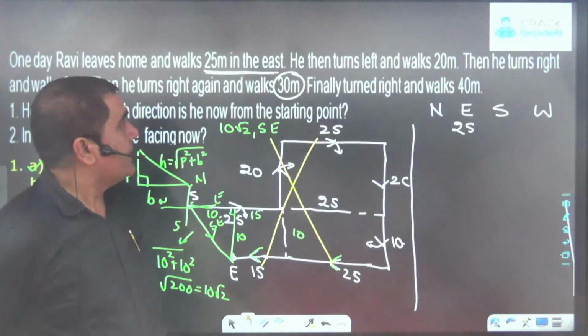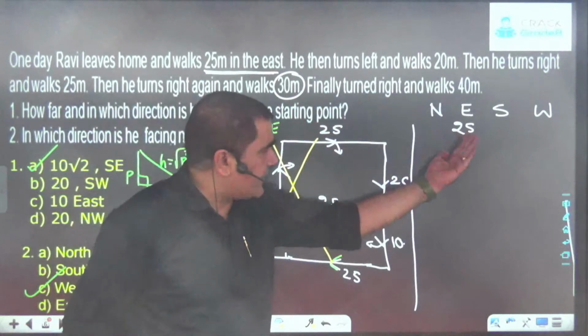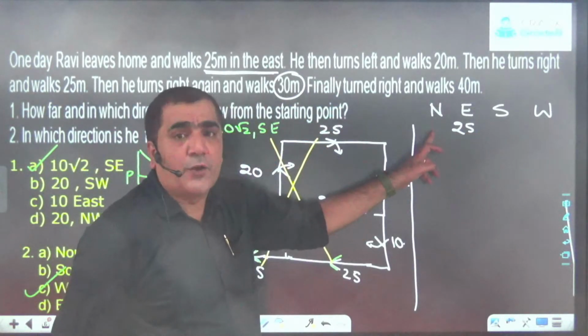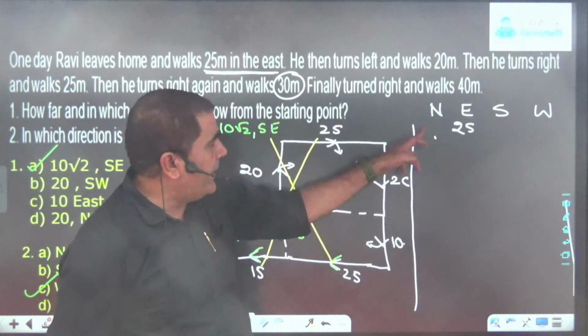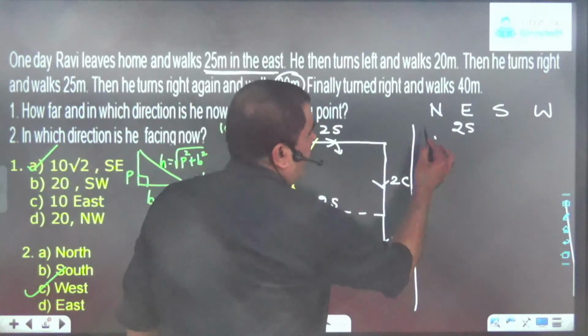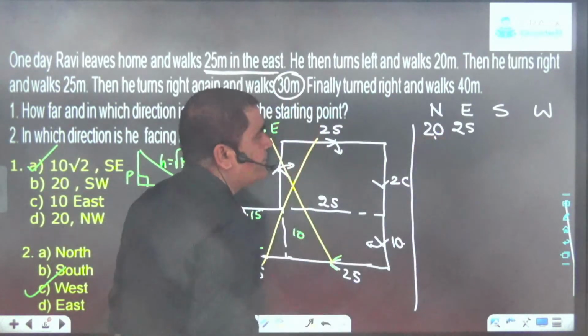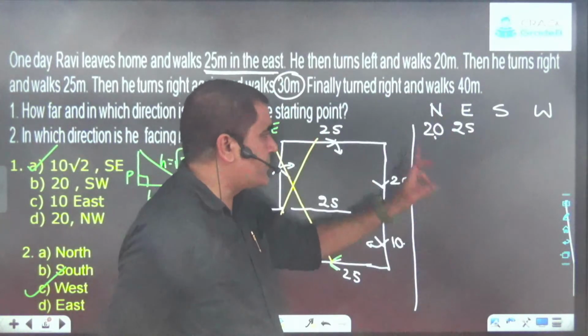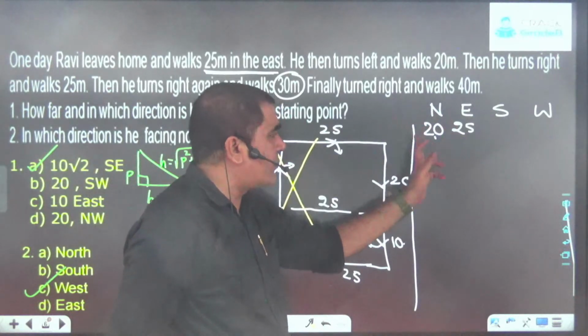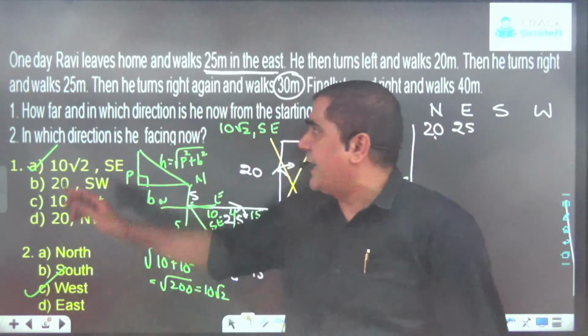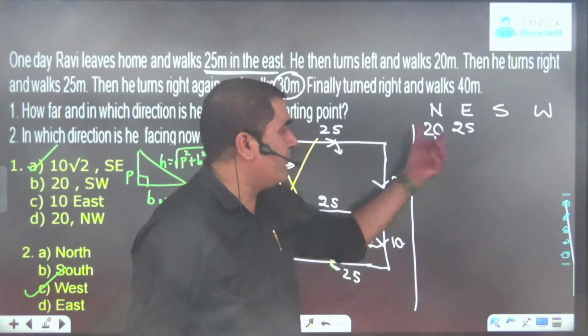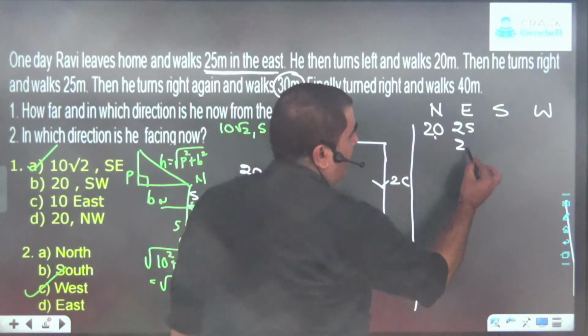Done. Then he turns left. Left of east will be north, and goes for 20. Then he turns right. So north right will be east. Then he turns right and walks 25. So right will be this side and goes for 25.